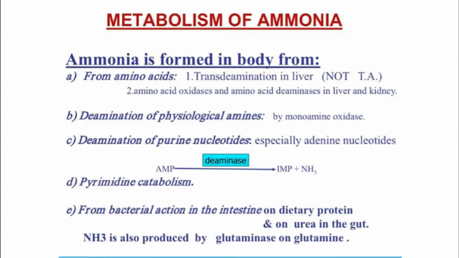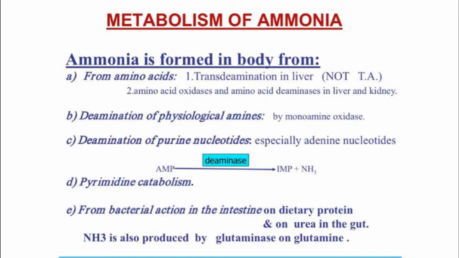The next thing we need to know is what will happen with the ammonia, because when we are degrading the amino acids, previously we have just focused on the amino group, but we have seen that during the process of degradation or catabolism, ammonia is also being produced. So what will happen with this ammonia, because we know ammonia is toxic to our body. So we need to know what will happen with this ammonia.